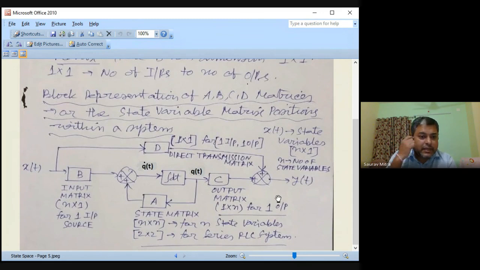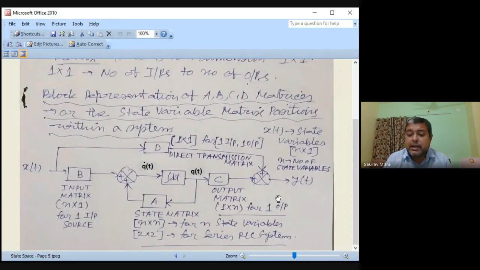These two equations, that is the q dot t equation and the yt equation together, are actually called the state variable equations. Now I have given you the block representation of the state variable representation. So with this basic, we will stop today. More we will see tomorrow.